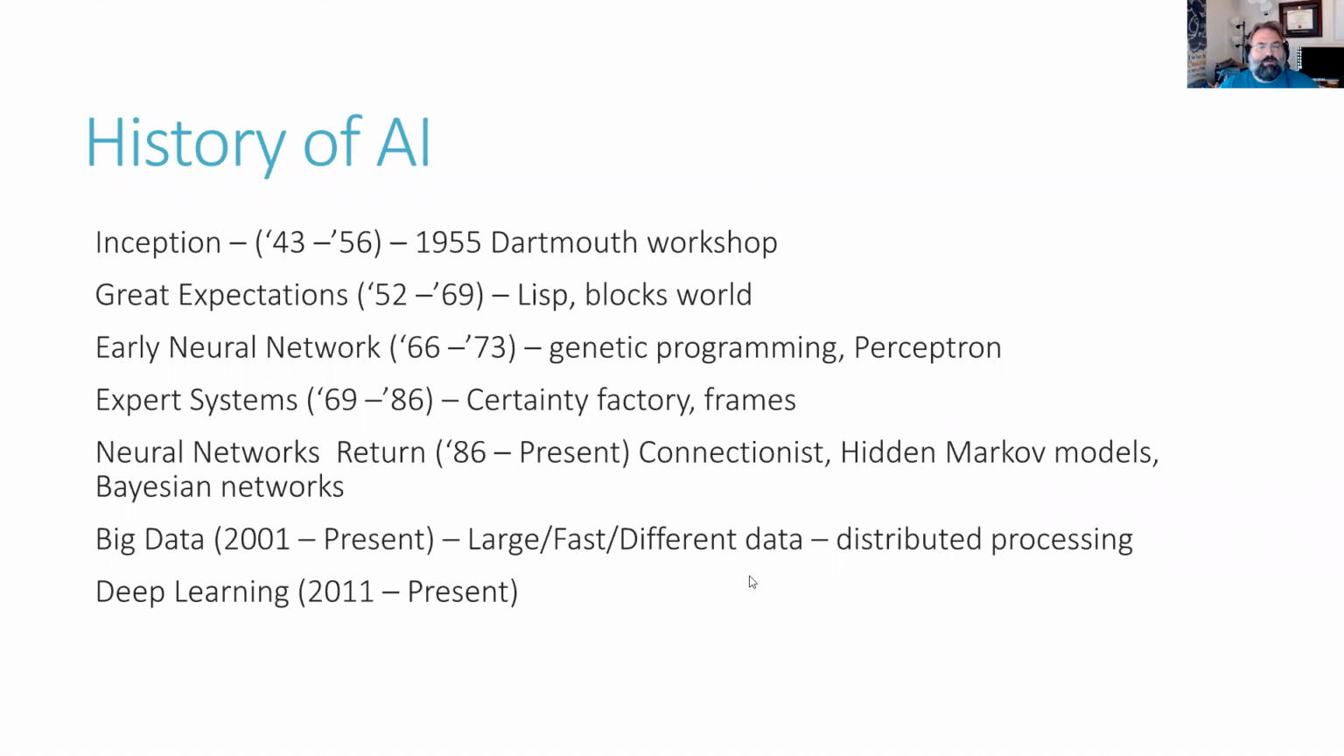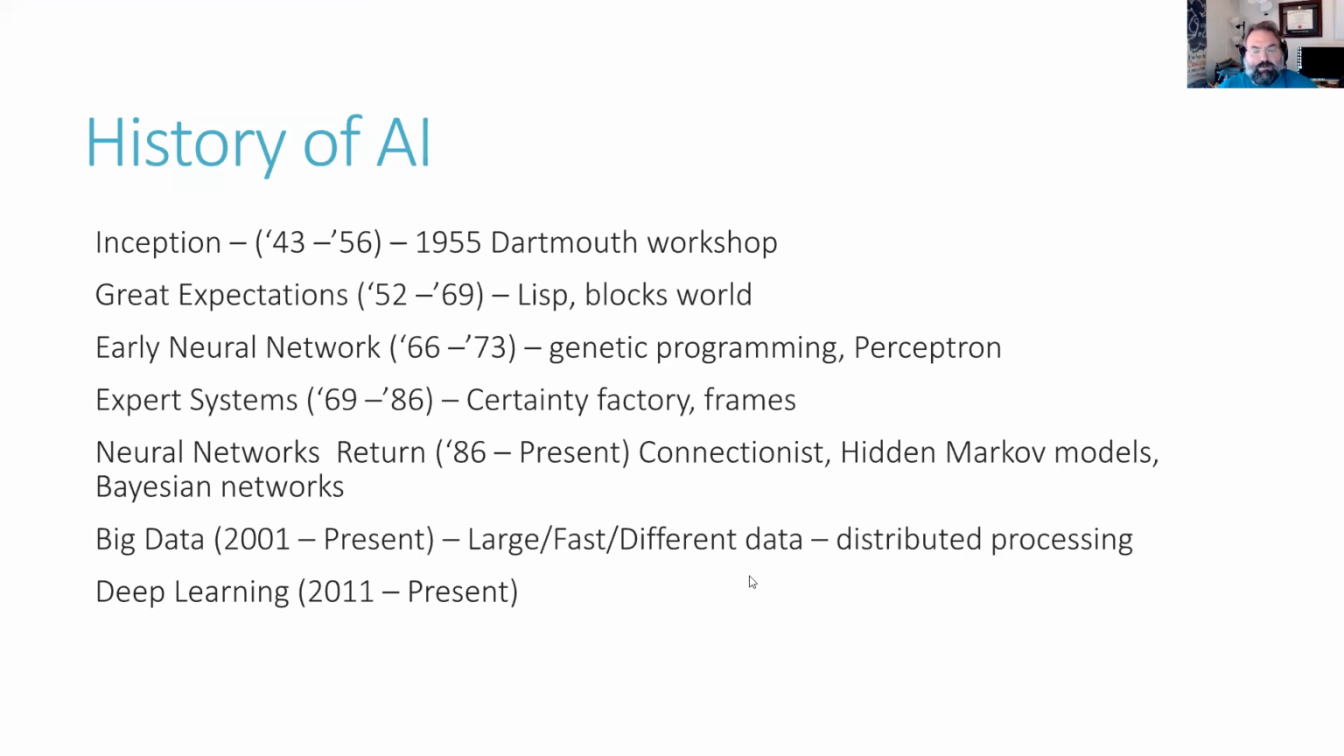Then we moved into connectionist stuff early on, 66 to 73, started doing a little bit with genetic programming, kind of interesting, right? Because most people would probably think genetic programming was relatively new, in the mid to late 90s perhaps, but no, it was very early. And the perceptron, we'll talk a little bit about the perceptron later on. Expert systems, 69 to 86. That's where we thought everything could be represented as a set of rules with a knowledge base and doing some inference and figuring out forward and backward chaining of how things work. Turns out not everything can be represented that way.